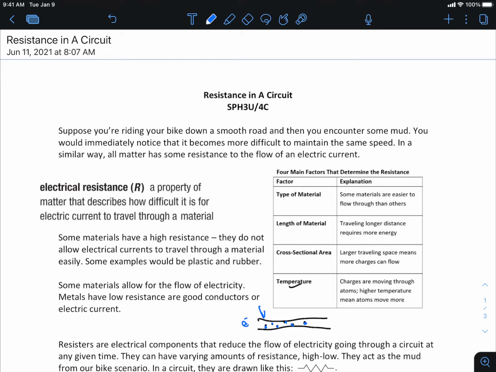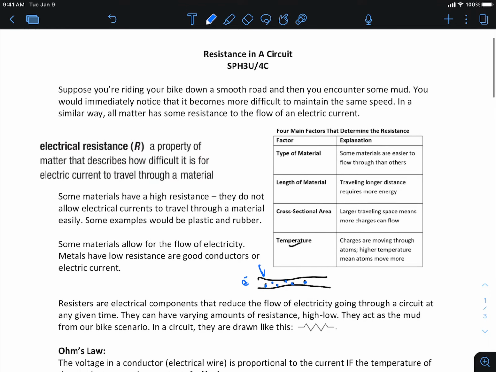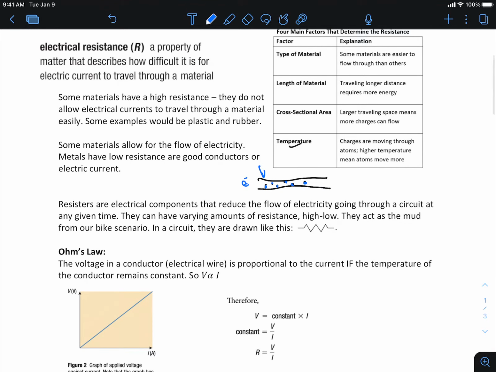And so resistors are electrical components that reduce the flow of electricity going through a circuit at any given time. Sometimes we need resistors, because if you look at, I'm just looking at my laptop beside me right now, there are electrical components in a laptop, in a computer, in a TV. They can only handle so much current flowing through them at any particular time, or amounts of energy per unit time.